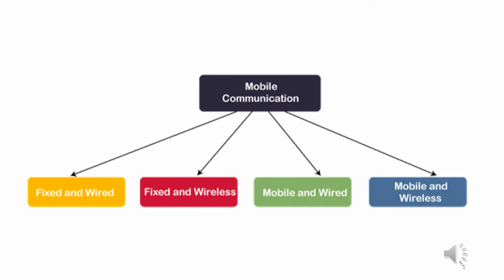Now mobile and wireless. In mobile and wireless configuration, the devices can communicate with each other irrespective of their position. They can also connect to any network without the use of any wired devices, such as a Wi-Fi dongle.